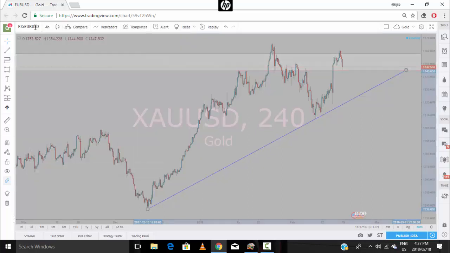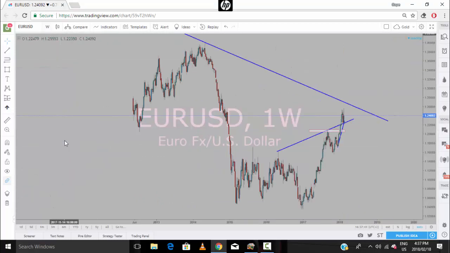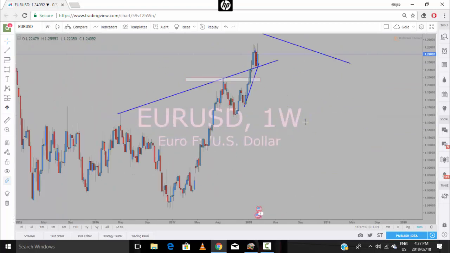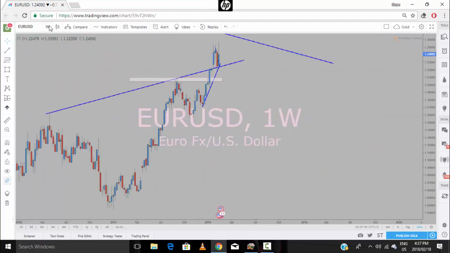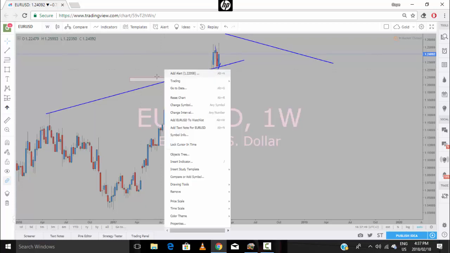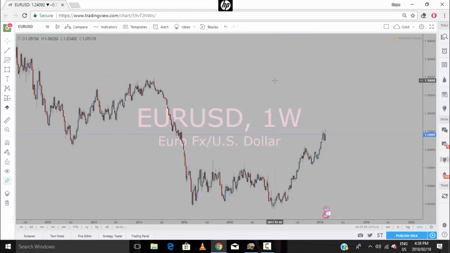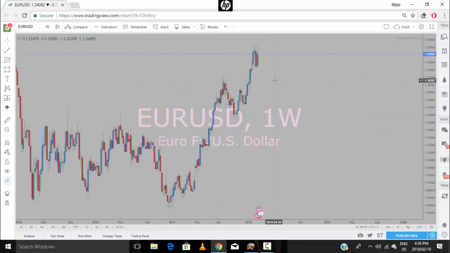Euro USD. You get to the weekly chart. Oh, sorry. Join tools. Yeah, Euro USD. Let's go. Right now it's so bullish, like it's super bullish.